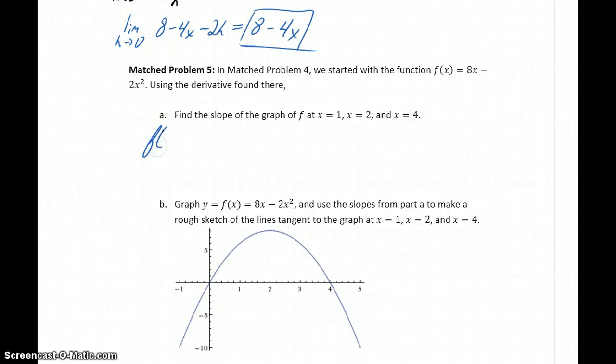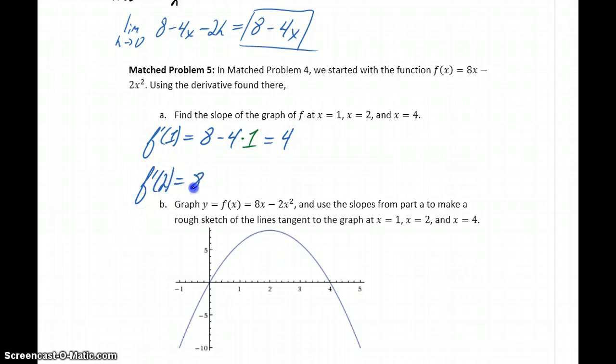So for instance, we'll start off by evaluating f prime of 1. It is going to give us 8 minus 4 times 1, or 4. F prime of 2 will give us 8 minus 4 times 2, or 0. And f prime of 4 will give us 8 minus 4 times 4, which is negative 8.